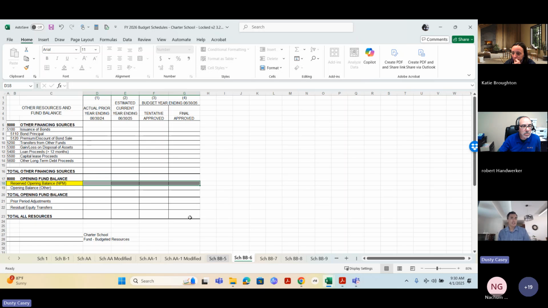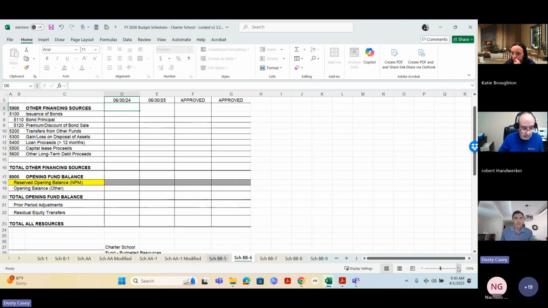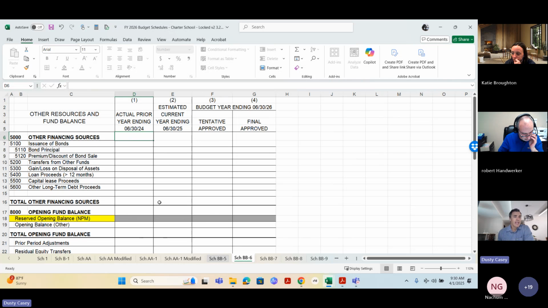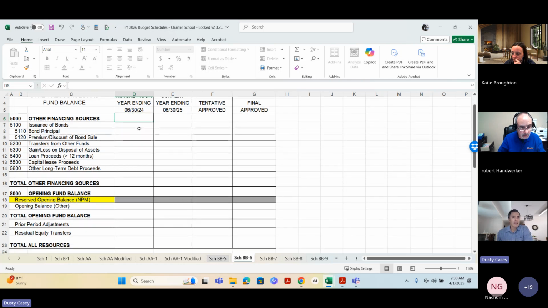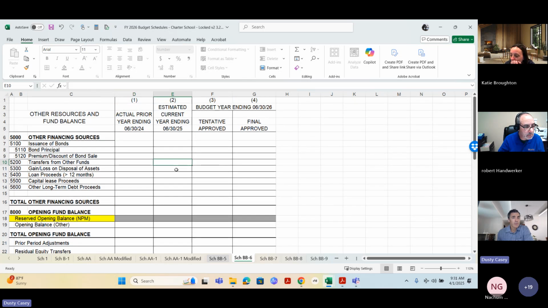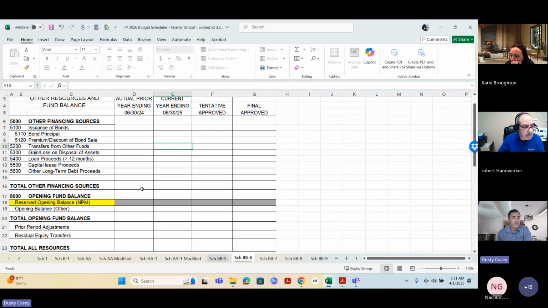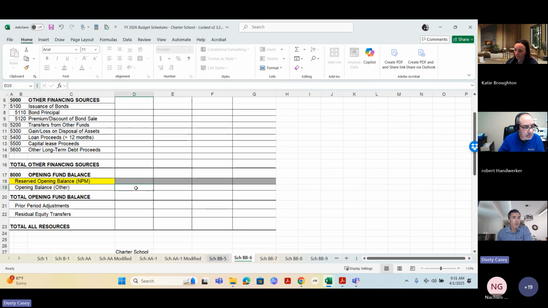Okay, now we get into the expenditure tabs. Actually, I apologize. There's one more. This is the total of your resources. So Schedule BB6 is the end of the revenue schedule. This is where you will list any revenue associated with debt. So if you got a loan greater than 12 months, you sold some assets, or transfers in from other funds, you would put that here. And this is also where you are going to put your opening fund balance from the prior year.